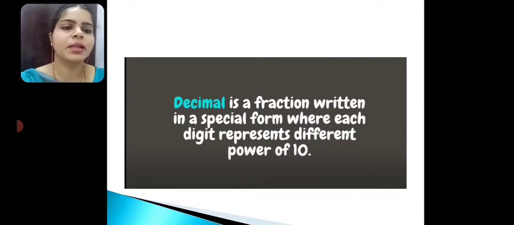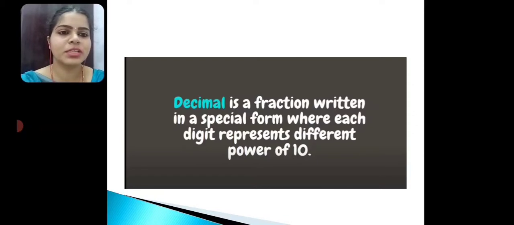What is a decimal? A decimal is a fraction written in a special form where each digit represents a different power of 10. I repeat, a decimal is a fraction written in a special form where each digit represents a different power of 10.